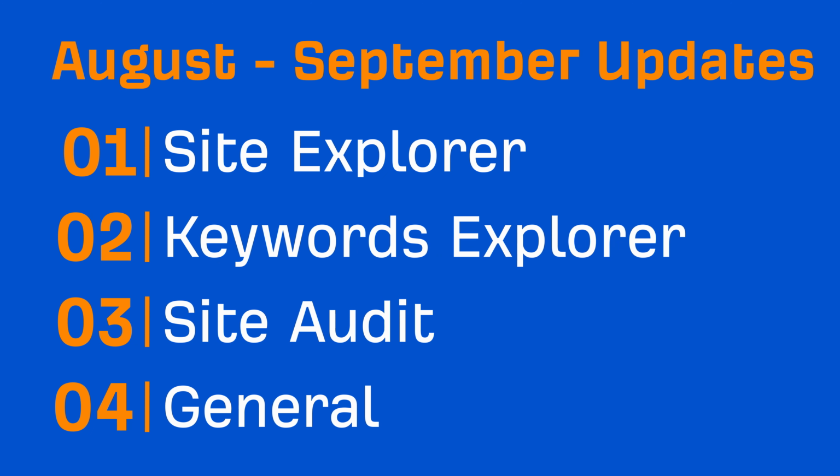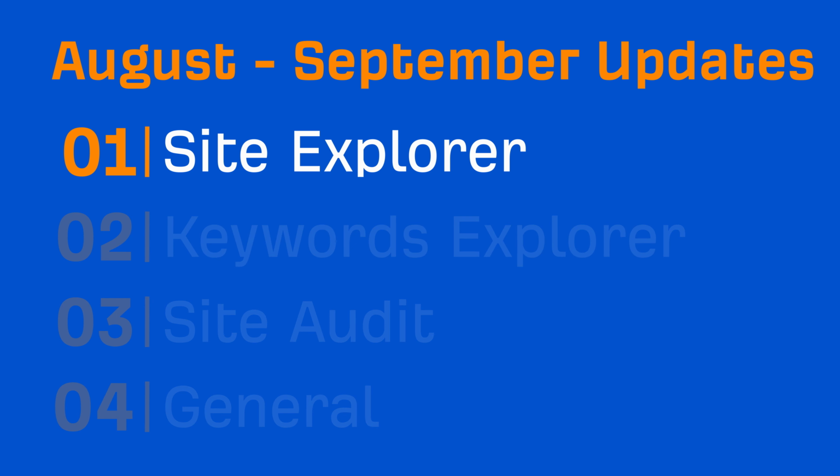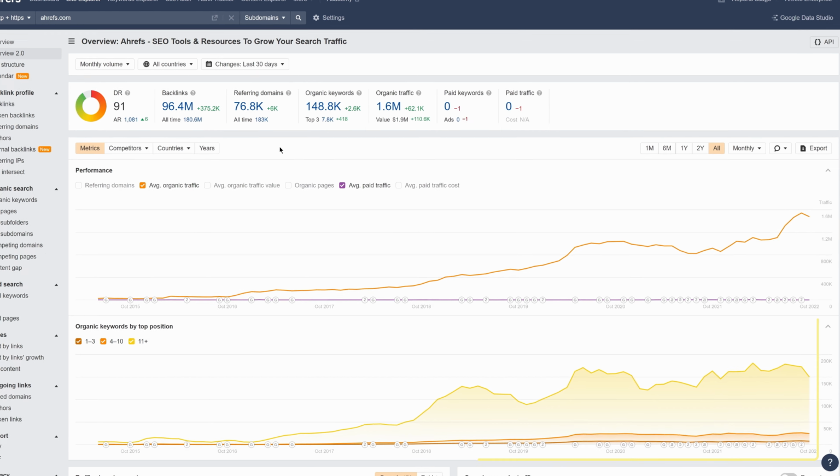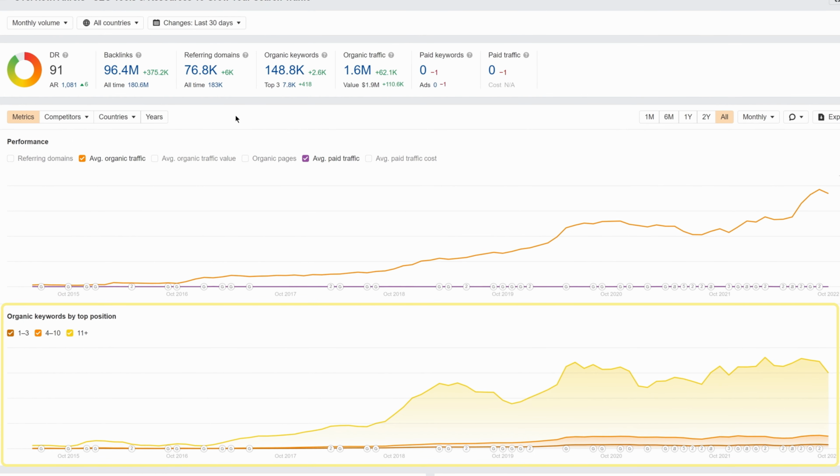We have lots to share today, 3 tool updates and 4 general updates. Let's start with Site Explorer. In Overview 2.0, you'll see a new organic keywords history chart. This chart shows you the organic keywords ranking history for your target.